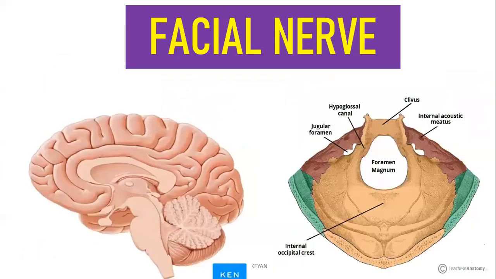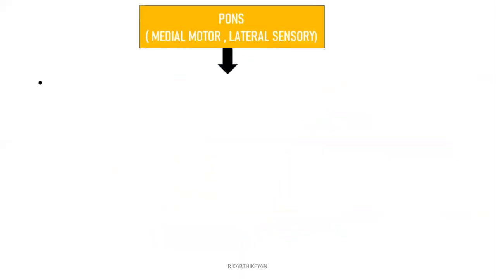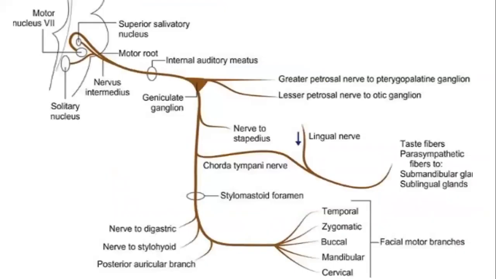Now, you should know something called a bend. If you take this course, the facial nerve is going to have two bends. This process will come back again. So if you take, this is one bend. This is called the geniculate ganglion.